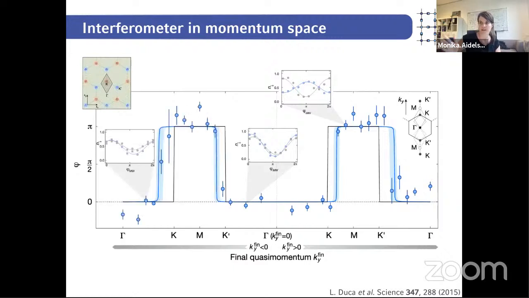The second half of this plot shows the interferometer performed in the opposite direction, by reversing the lattice acceleration, or the force along y.